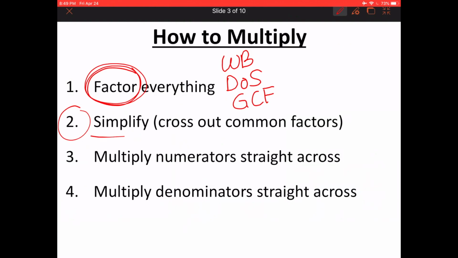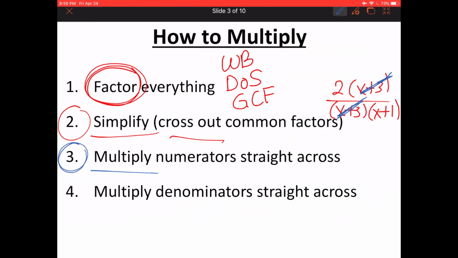The second step is to simplify, so cross out common factors, okay? If you have x plus 3 on top and x plus 3 on the bottom, then you can cross those out, okay guys? So that's what we mean by simplify. Cross out the common factors. Step 3 is to multiply the numerators straight across, just like we did in the previous example. And step 4 is to multiply the denominators straight across. Okay, so here are the steps for how to multiply. Let's apply this now with some harder fractions.